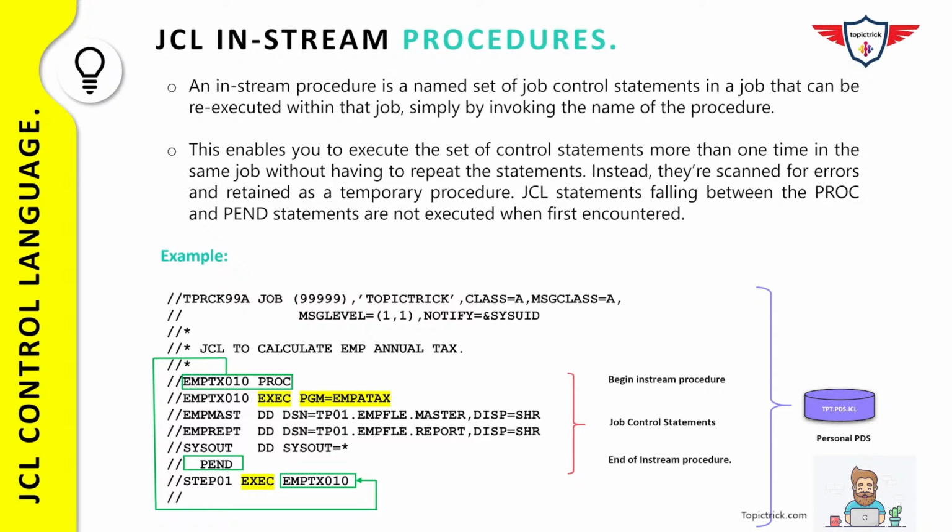It's your choice. Now it's time for the answer. So the maximum number of in-stream procs that can be included in a JCL is 15. So let's see how many of you have got the correct answer. Now let's talk about the catalog procedures.